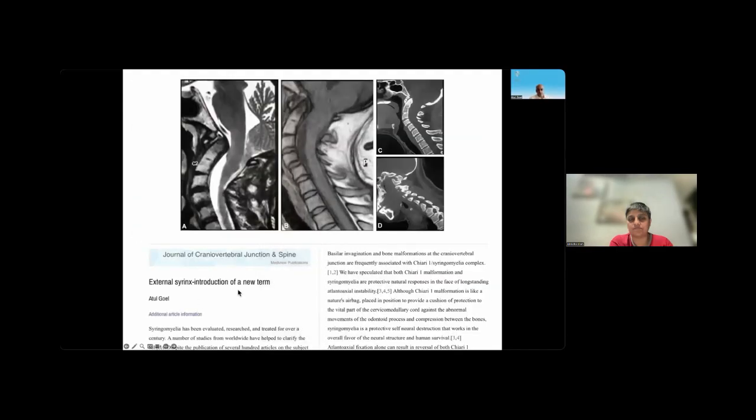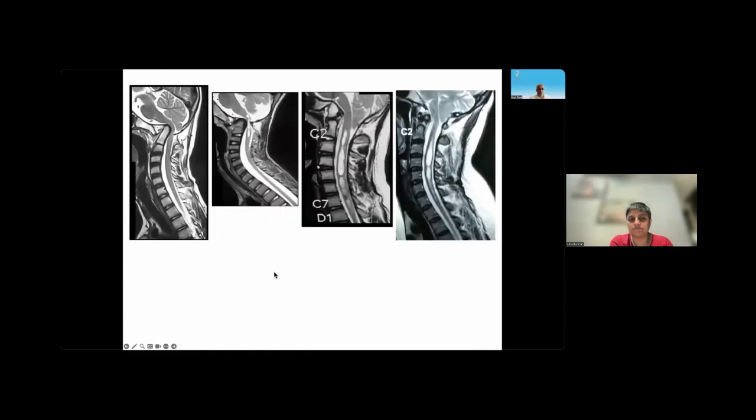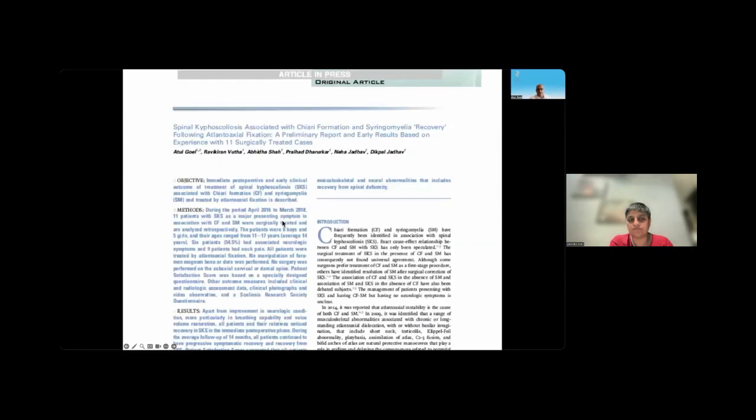We have introduced a new concept of external syringomyelia, another kind of revolution in the field. You have to read this. There is syrinx inside the cord, syrinx outside the cord. This outside is external syringomyelia. This has the same implication as internal syrinx, and it has huge implications in understanding spine surgery.